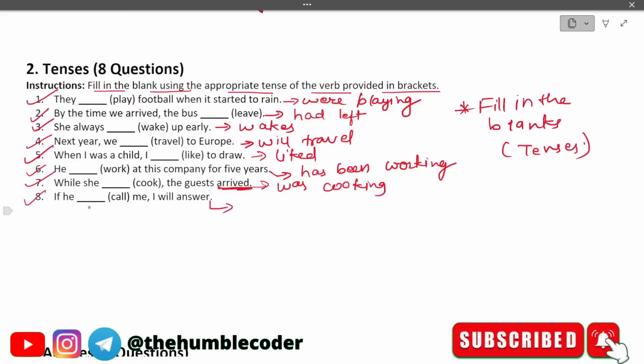Eighth question: if he dash me, I will answer, and the word is call. So the correct answer will be: if he calls me, and this is about future tense.